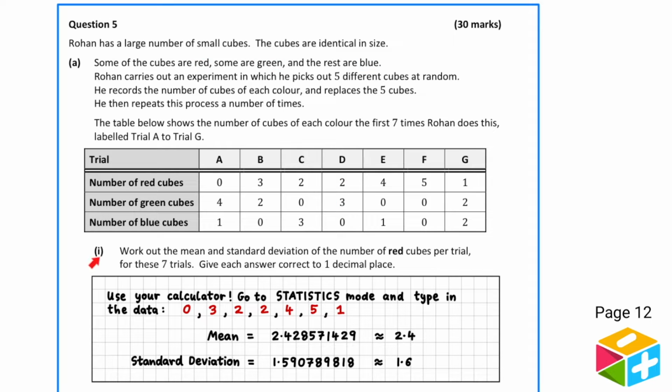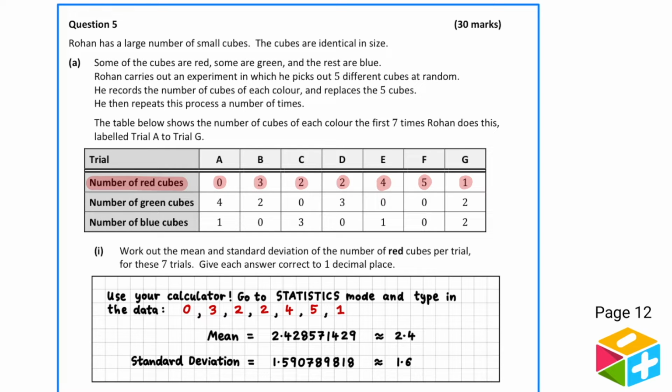In part 1, we must work out the mean and standard deviation of the number of red cubes. Well, looking across the 7 trials, the number of red cubes were 0, 3, 2, 2, 4, 5, and 1. We'll need to find the mean and standard deviation of this data. Thankfully, modern-day calculators can find these quantities for us. If you go to statistics mode and type in our data, then the calculator will return the mean and standard deviation for you.